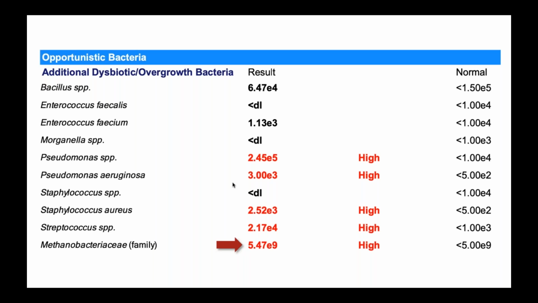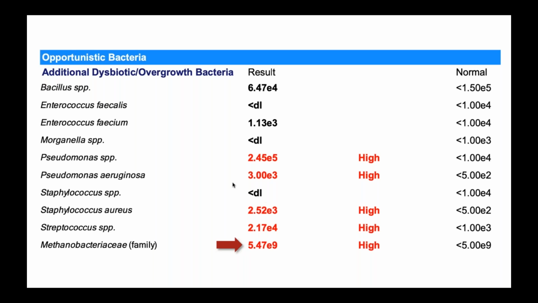So I'm not going to go through a whole example here, but this is a screenshot of the opportunistic bacteria section. And you can see here that the Methanobacteriaceae family, which is in the opportunistic section, was elevated in this patient. So it's just above the limit here, but we don't see E9 levels very often in most patients.